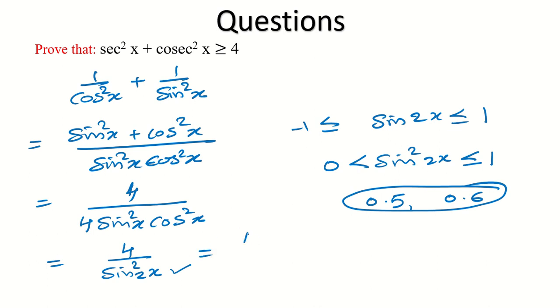So 4 over any number from 0 to 1 semi open interval, it will be always greater than or equal to 4. When it will be equal to 4? When its maximum value is 1. Like this you can prove this question. Okay. You can have another methods also.